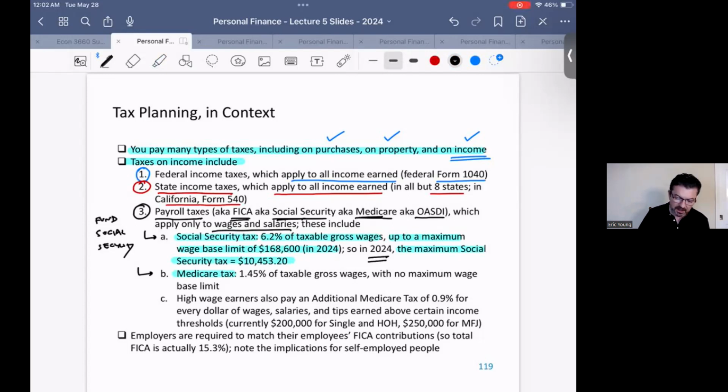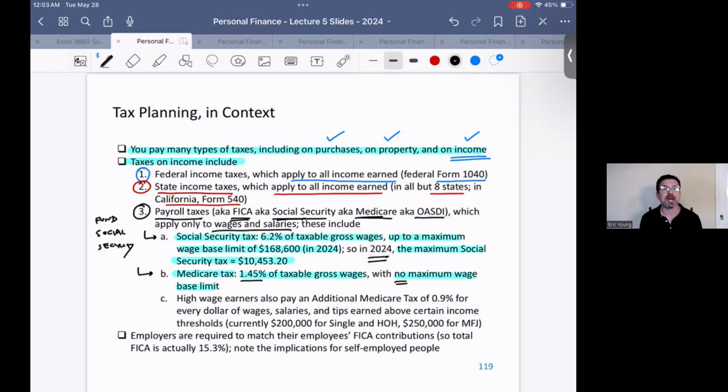The second is the Medicare tax. The Medicare tax is 1.45% of your gross wages. Now, it's a lower tax, but here's the kicker. The Medicare tax has no maximum limit. In other words, there's no upper ceiling. If you make $1,000 a year, $100,000 a year, 10 million a year, or 100 million a year in wages, that entire amount is hit at 1.45%.